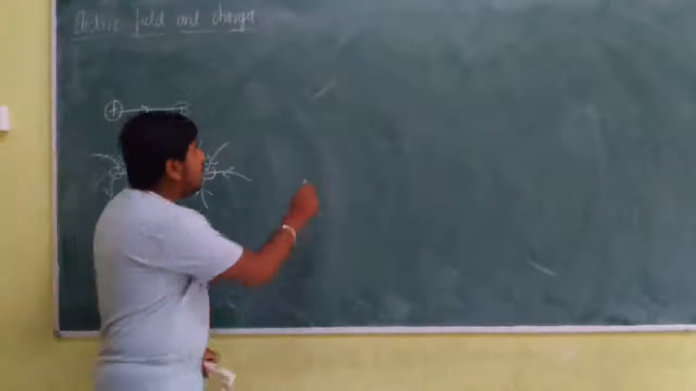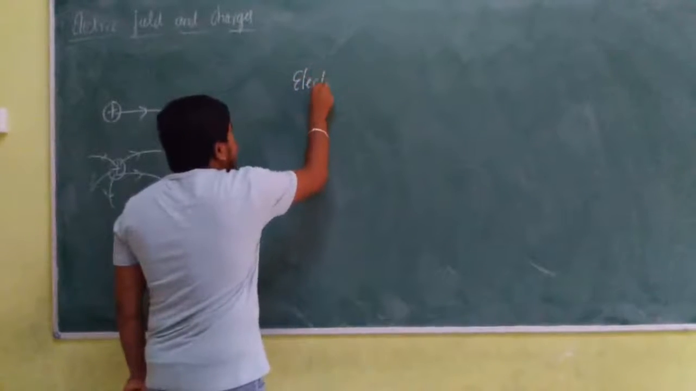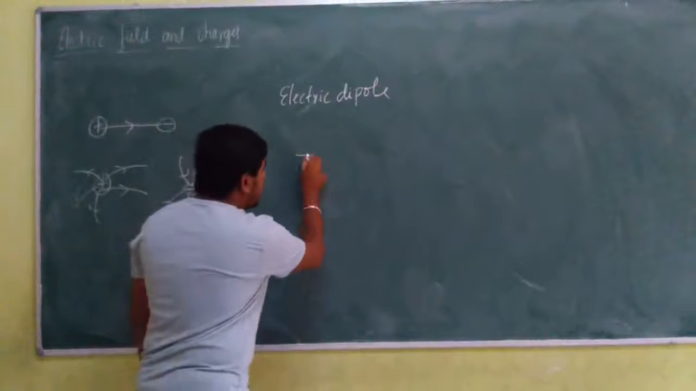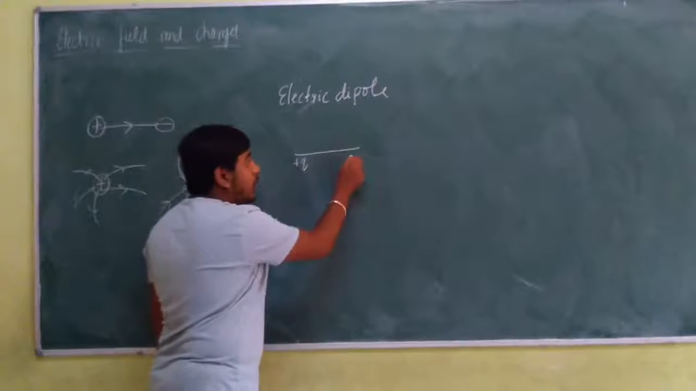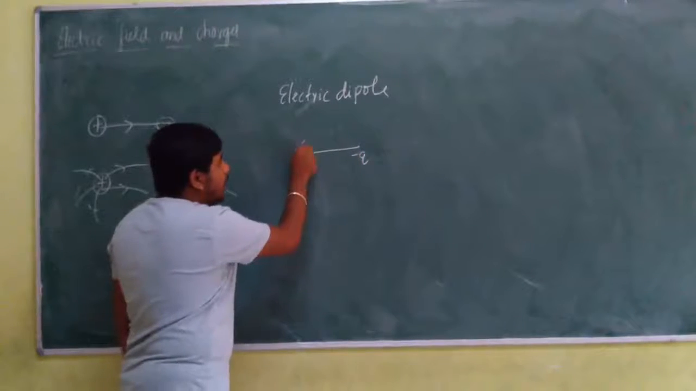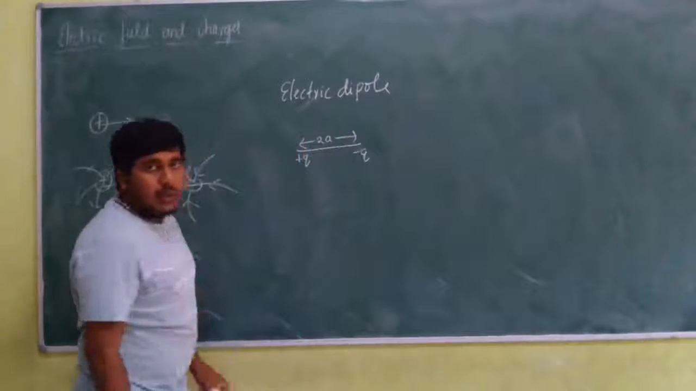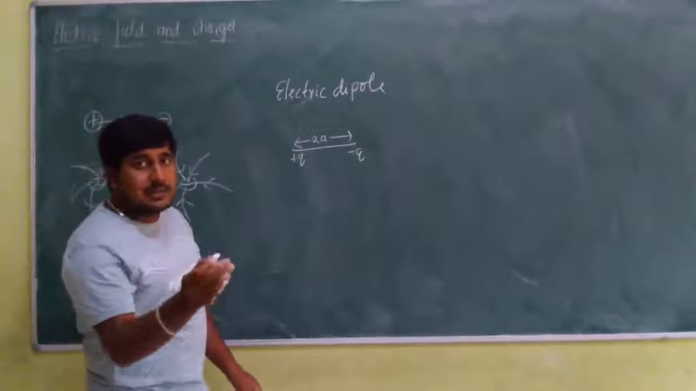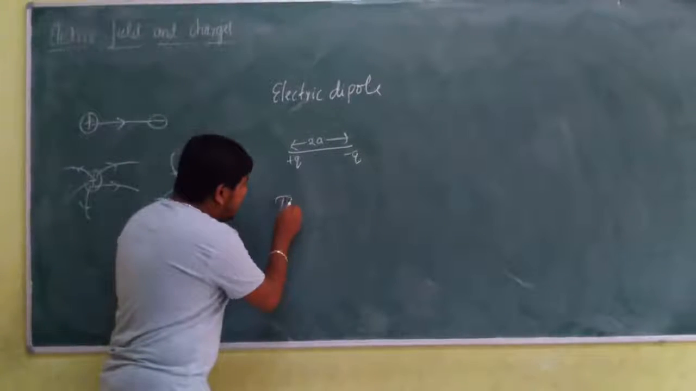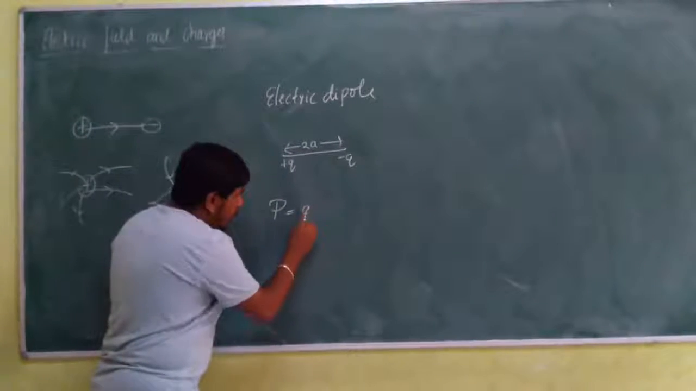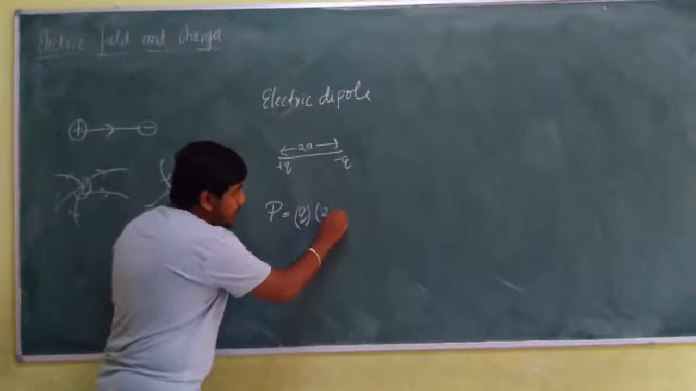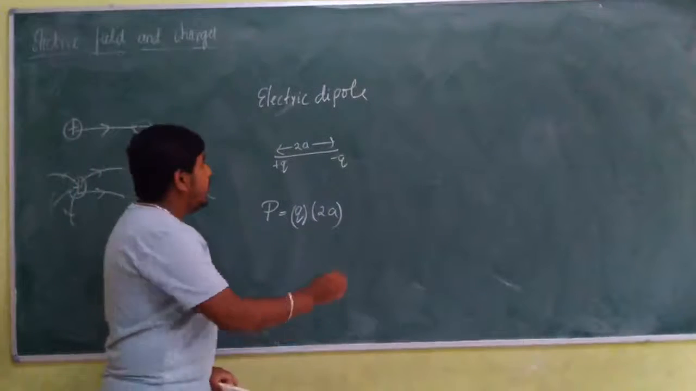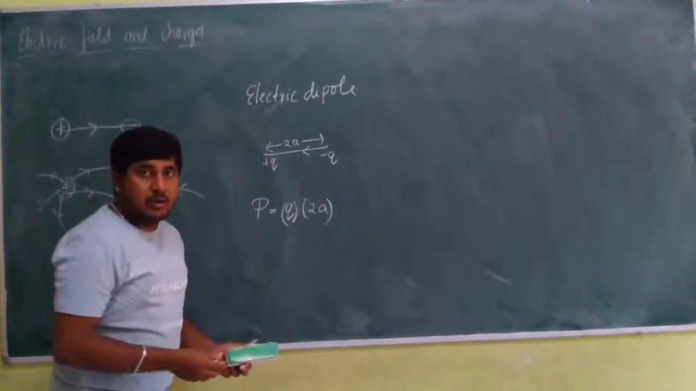After this we came across electric dipole. What is an electric dipole? A simple definition: two charges of equal and opposite magnitude separated by a small distance, let us take it as 2a, is called an electric dipole. The electric dipole moment is given by the product of one of the charges and the distance between them. So dipole moment P is equal to Q into 2a. Again, the dipole moment direction is from negative to positive.